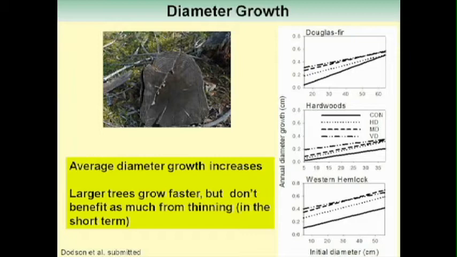The main thing I want to point out is that the lower line here is the control, and these are various thinning treatments. I want to focus your attention on the upper right of that graph, which means the biggest trees. What you find is that the big trees are growing faster than the small trees, even after thinning. But the big trees don't seem to really get that big a benefit from the thinning operation.